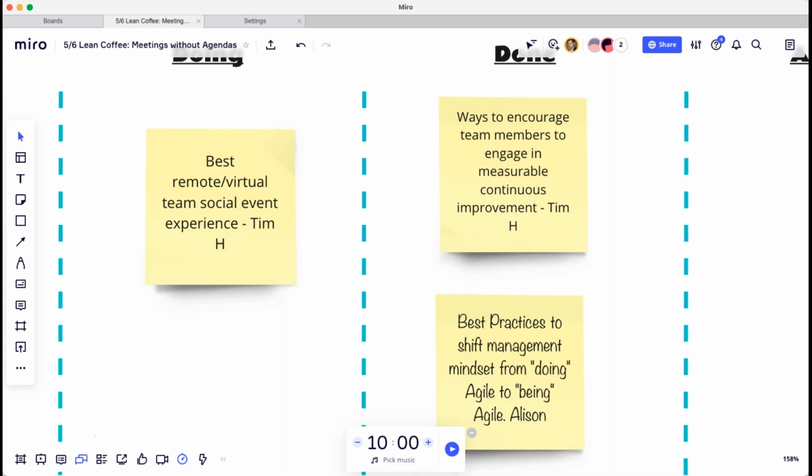Just curious, and obviously people have shared. If you go online, there's tons of ideas of things to do. I'm just curious, what have people done that they've had a good experience with?